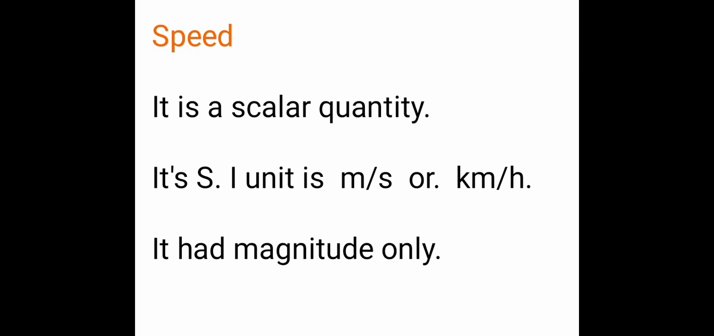Its SI unit is meter per second or kilometers per hour because speed is a measure of the ratio of distance by time. Distance is measured in meters or kilometers. Time is measured in seconds or hours. So the SI unit of speed is meter per second or kilometers per hour. And speed does not have direction. It has only magnitude.